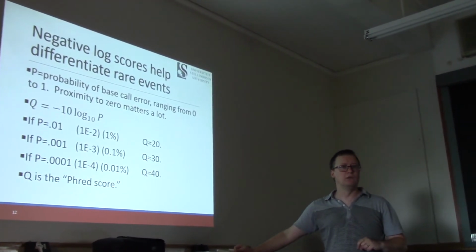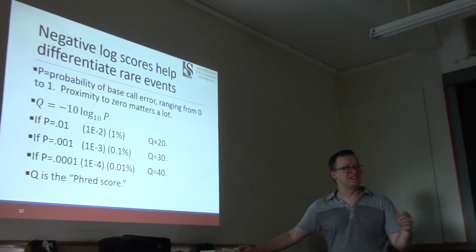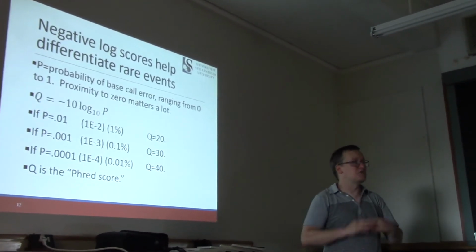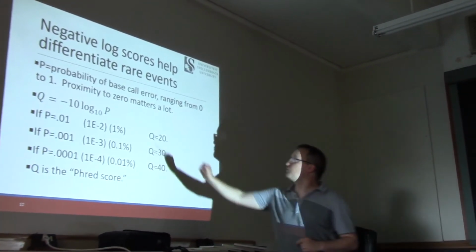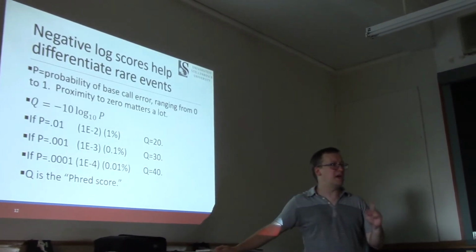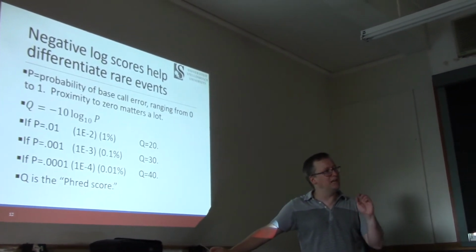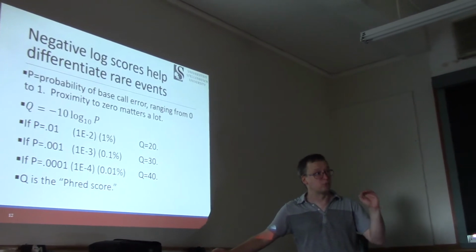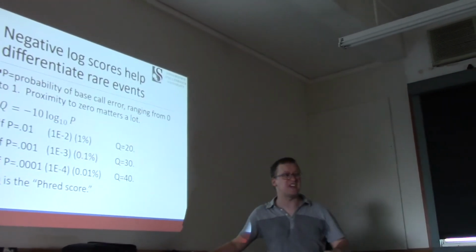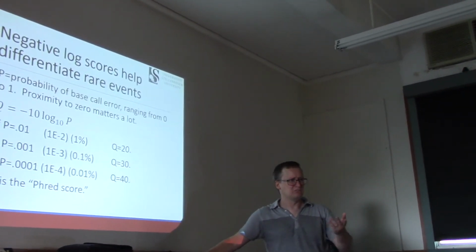1 meaning we're absolutely sure this is wrong, and 0 meaning that there's no chance that this is wrong. So the proximity to 0 matters quite a lot. Being 1 out of 100 is really different than being 1 out of 10,000. Could we agree on that? All right.